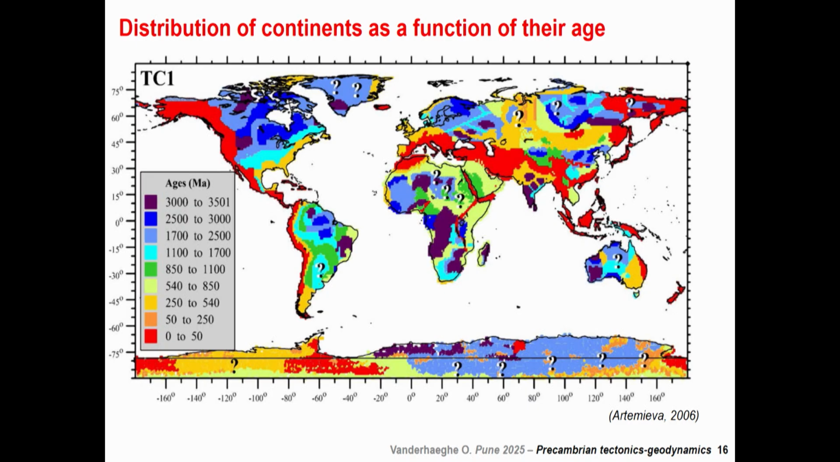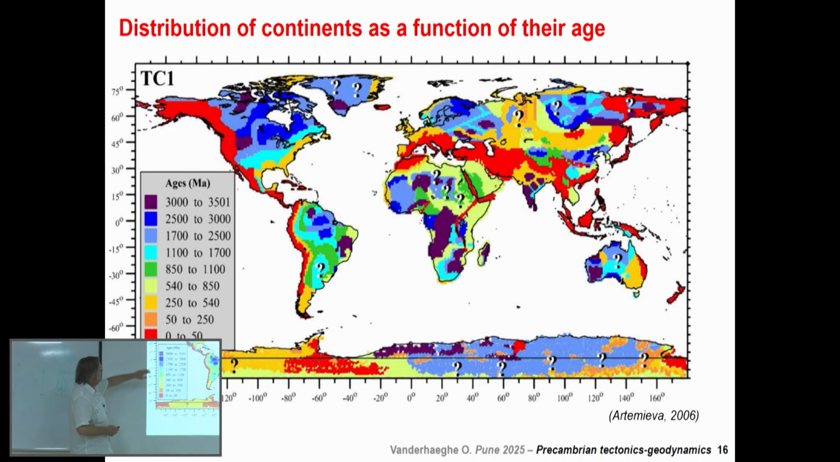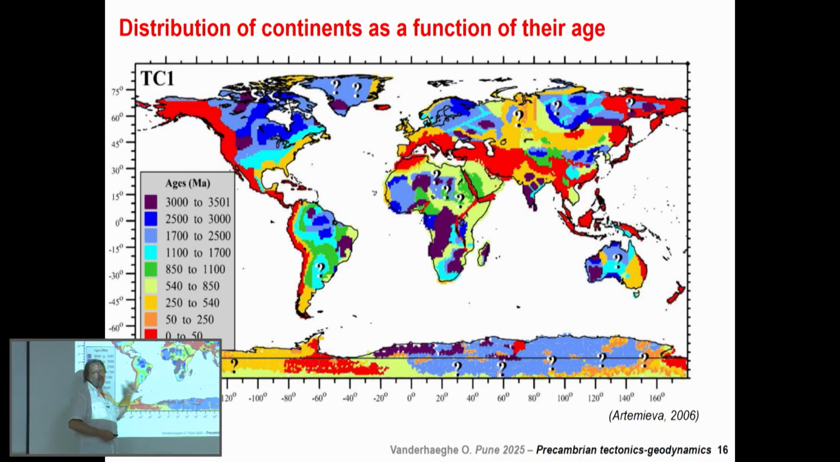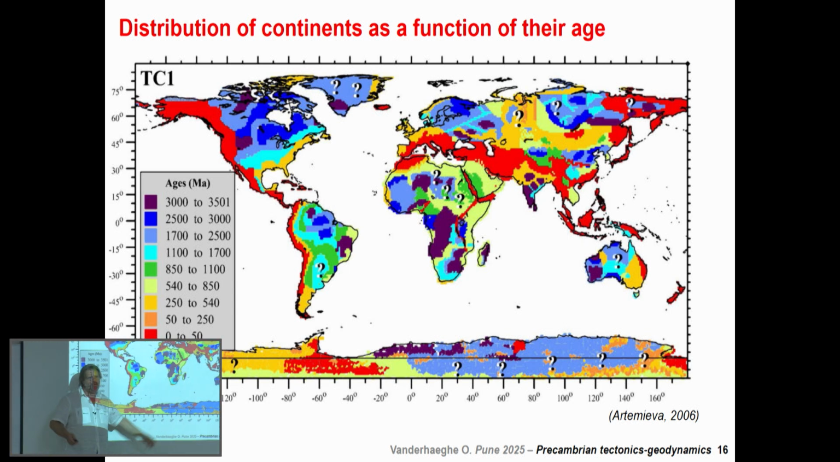In order to see if we can apply this model to the past, let's first look at the distribution of continents as a function of their age. And here the oldest one, so actually that's not the way it should be. The legend should have the youngest one on top and the oldest one at the bottom. That's a map from geophysicists.